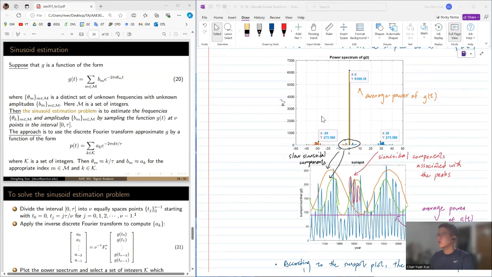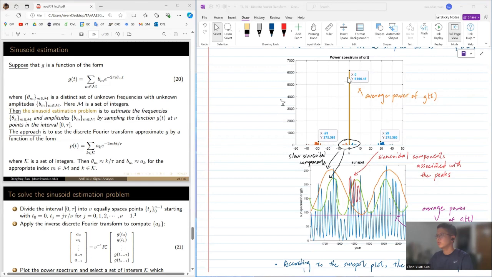Now, if you look at the power spectrum, you can see that this power spectrum can be divided into 3 different regions. The first region will be this A naught. The second region will be these sinusoidal components with lower frequencies. And the third region will be these sinusoidal components with higher frequencies. And you can see these 3 different regions in the plot as well.